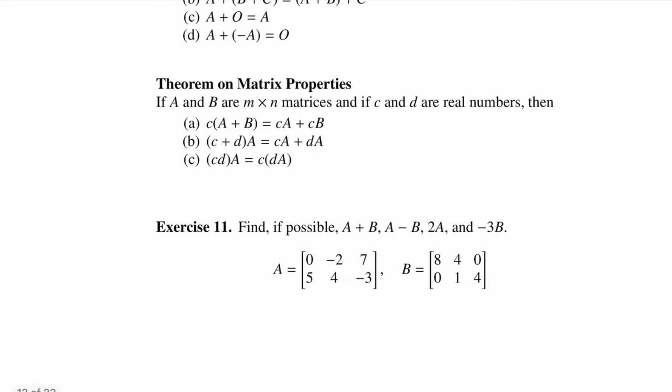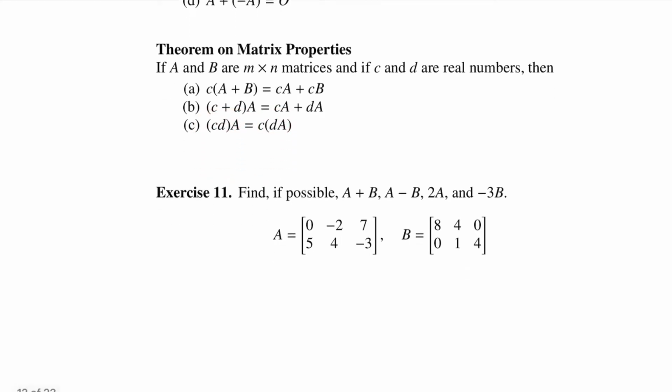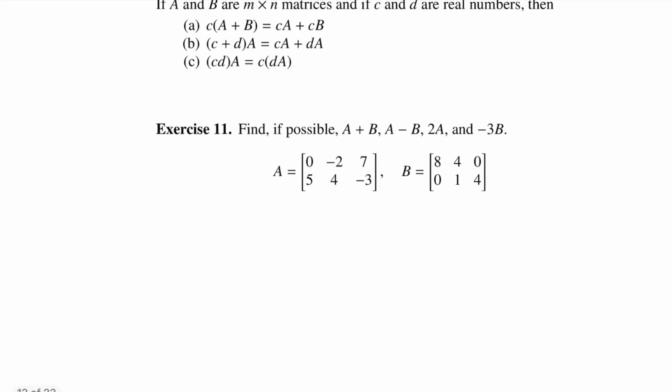We're also allowed to distribute a constant, or we can take the sum of two constants and multiply that and distribute the matrix A into the sum of those two constants, and we can also move the parentheses, so it's the associative property for multiplication. So let's apply some of these properties. First they want us to find the sum of the two matrices.